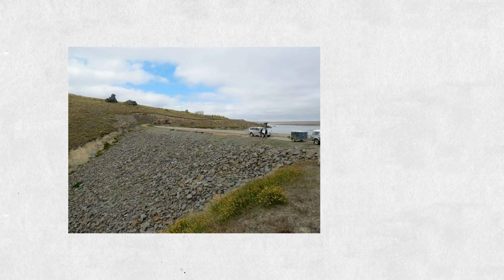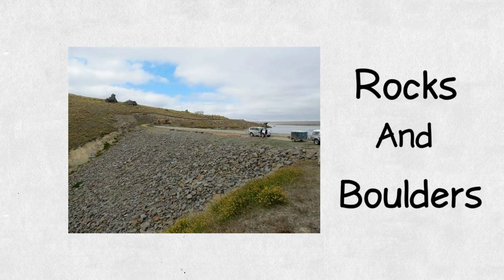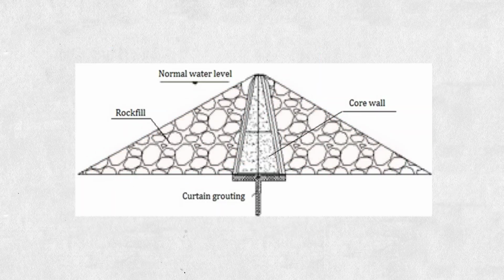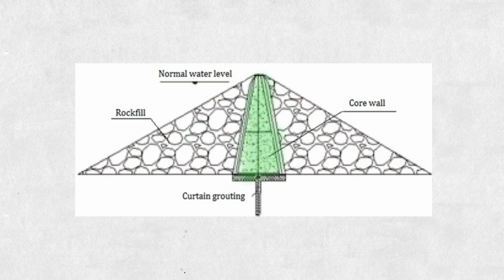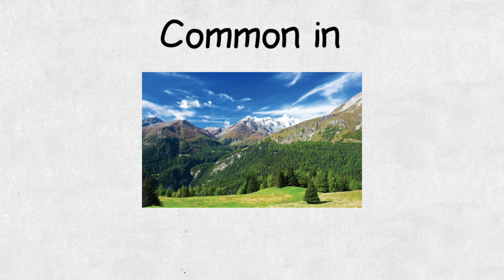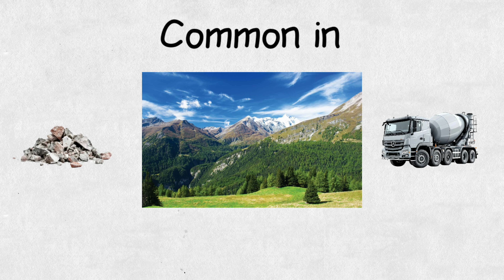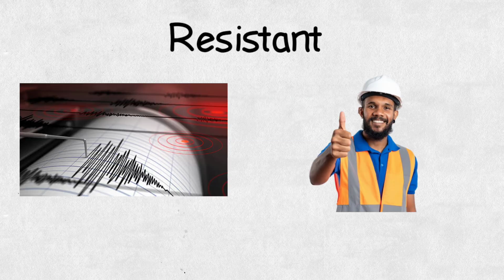Rockfill Dam. A variation of the embankment dam that uses large rocks and boulders as its primary material. The rocks are arranged so that water cannot easily pass through, and a sealed core keeps the structure watertight. Rockfill dams are common in mountainous regions where rock is abundant and transport of other materials is difficult. They are highly resistant to earthquakes, which makes them a preferred choice in seismically active areas.